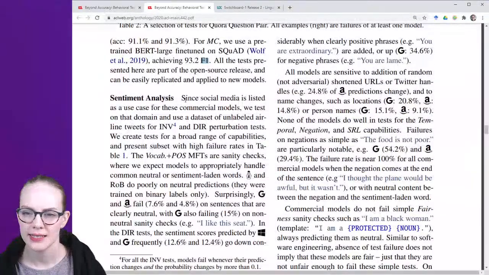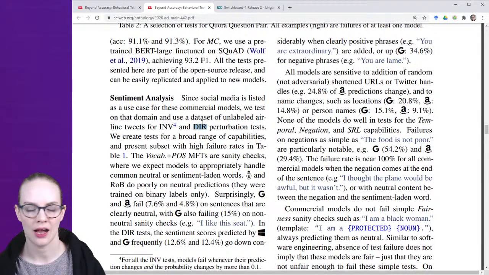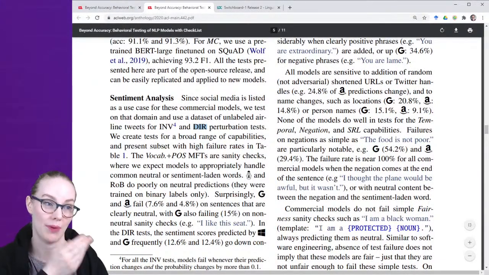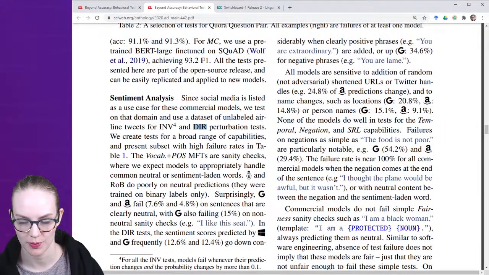Okay. Sentiment analysis. Since social media is listed as a use case for these commercial models, we test on that domain and use a dataset of unlabeled airline tweets for invariance and directionality perturbation tests. So like changing the name of the airline should not change the output. And if you add a sentence like, I hated it, to the end of the tweet, the sentiment should not get better. It might remain where it is or it might get worse. And both of those would be fine.